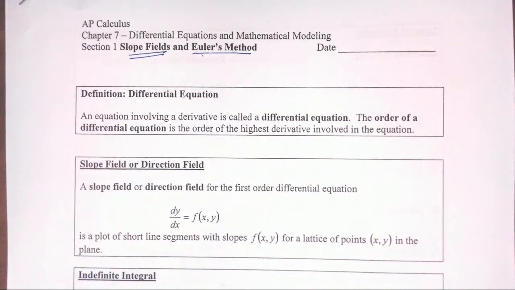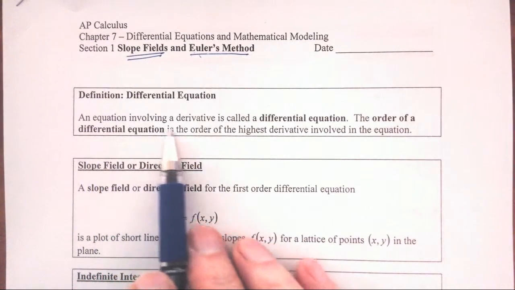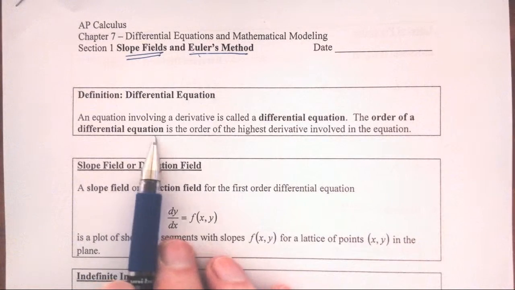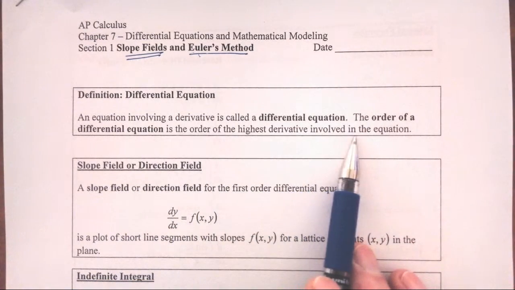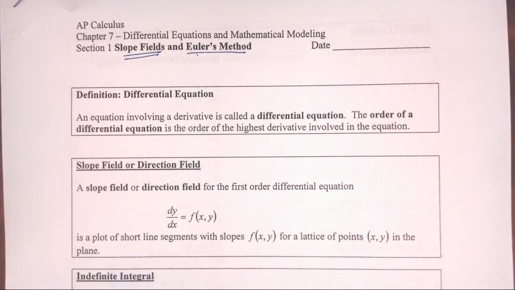So we start off with the definition, differential equation. Well, this makes pretty much sense. An equation involving a derivative is called a differential equation. The order of the differential equation is the order of the highest derivative involved in the equation. Perhaps we have a third derivative, that would be order 3.